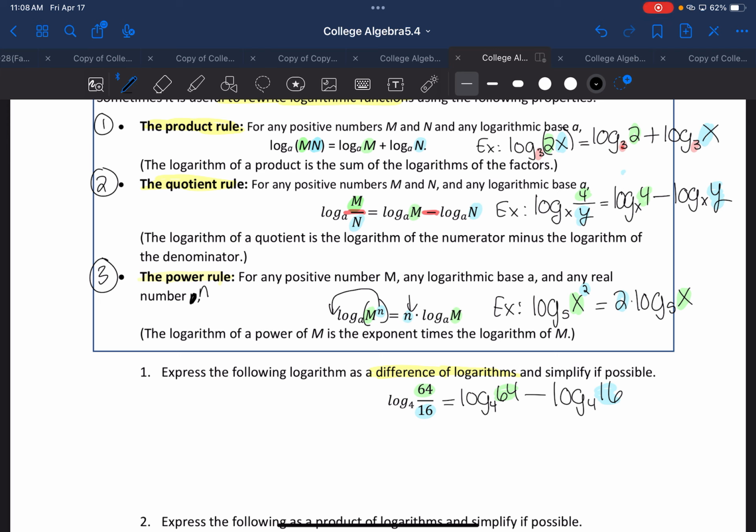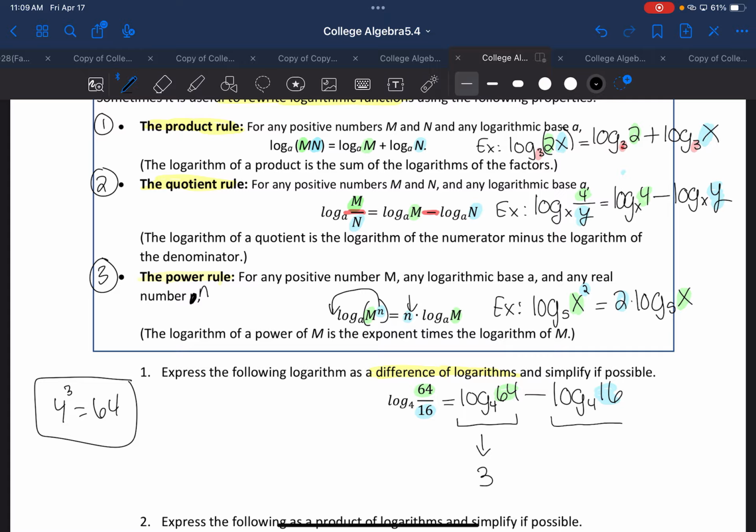And then because it tells me to simplify, and these are all numbers, there's no variables, I can use what I learned about logs. So for the first one, this is asking me what exponent do I need to raise 4 to in order for it to equal 64? And that would be 3. 4 cubed is equal to 64. So that whole thing will just become 3.